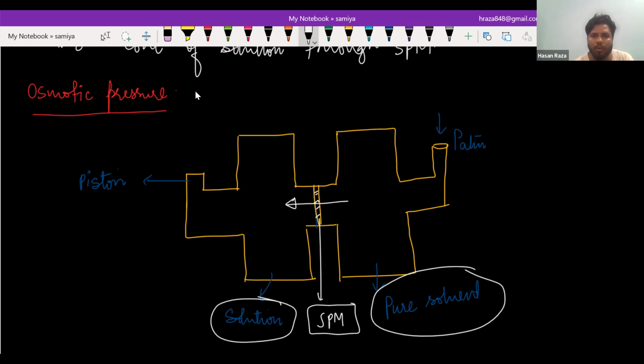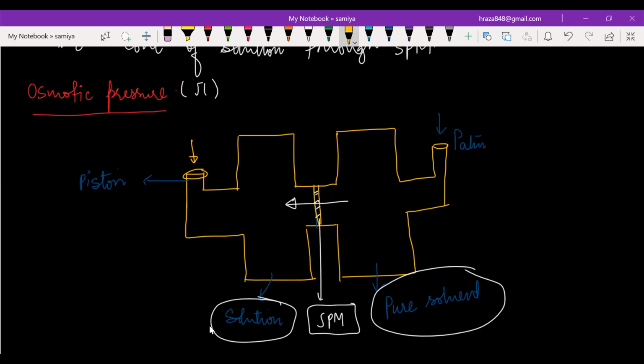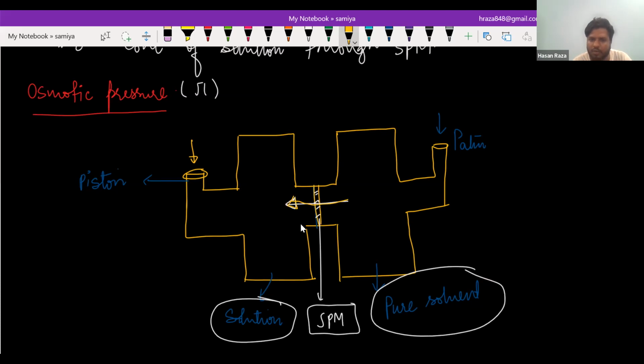Now, what is osmotic pressure? See, to stop this flow from right to left, or from pure solvent to solution side, we can apply pressure here. If we apply pressure, can we stop the osmosis or not? Yes, we can easily stop. So basically, osmotic pressure is that extra pressure which stops the osmosis. The pressure applied to stop this process, osmosis, is called osmotic pressure.